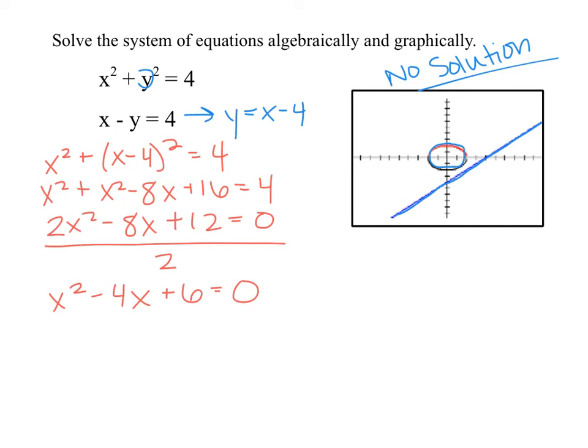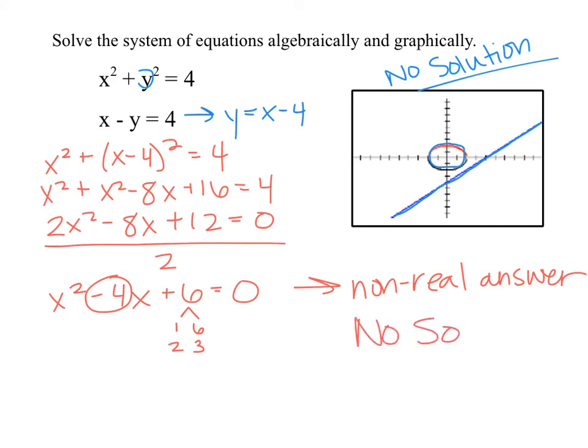And then this one, you end up not being able to factor because the factors of 6 are 1 and 6, 2 and 3, but none of those, even if we include negatives there, are going to add up to be this middle coefficient, negative 4. So this would be an example, can't factor it. So for that quadratic, we would say non-real answer. So that means that this particular system of equations would have no solution. So by the graph, you can tell because they don't intersect at all. And then by the equation, you can tell because you can't end up factoring that out.